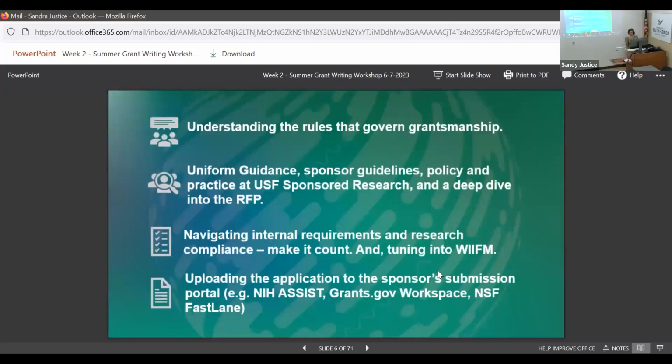So understanding the rules that govern grantsmanship, those are the compliance from uniform guidance at the federal level to a sponsor's level, from National Science Foundation, what their guidelines are, National Institutes of Health, to the institution where you work. So when an auditor comes in to audit your books, and they will, they're going to want to make sure that you're following the rules that align with those three categories. You're following the federal rules, you're following the sponsor's rules, and you're following the rules of your organization.